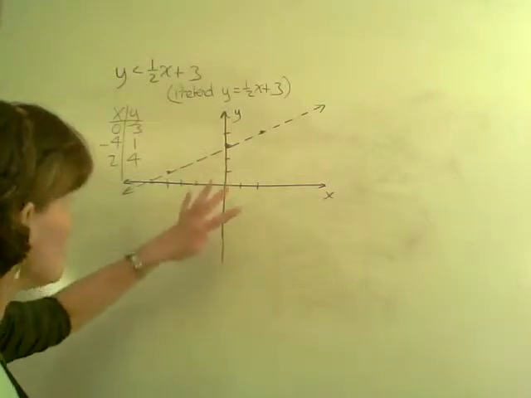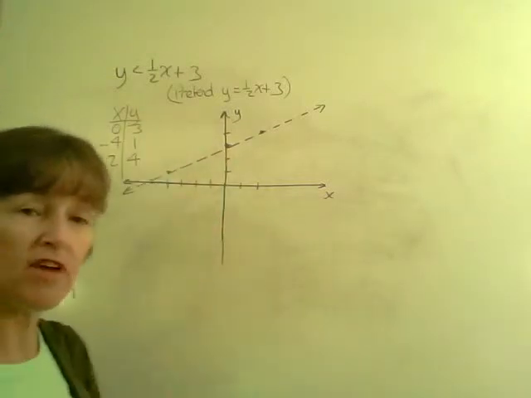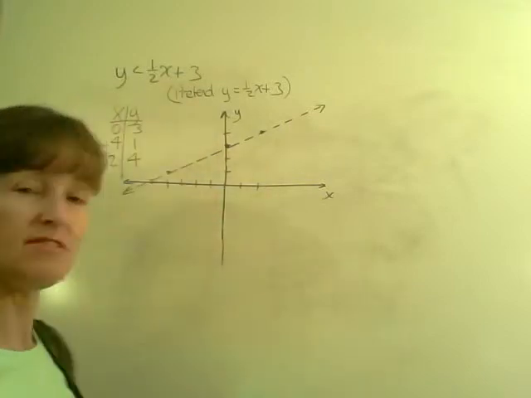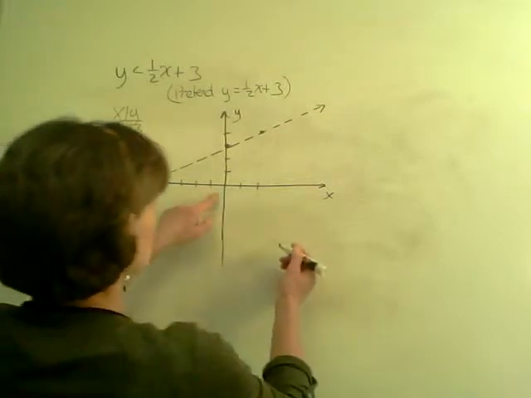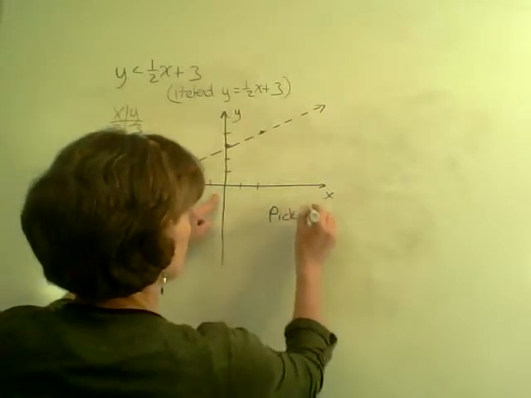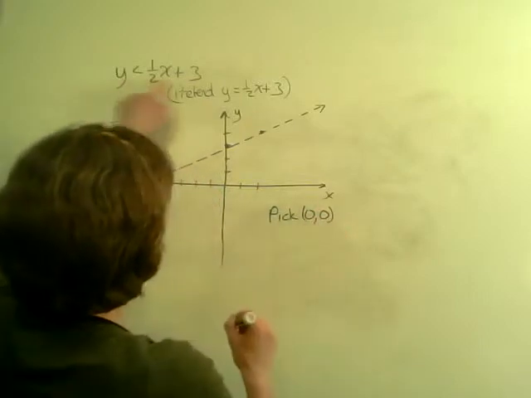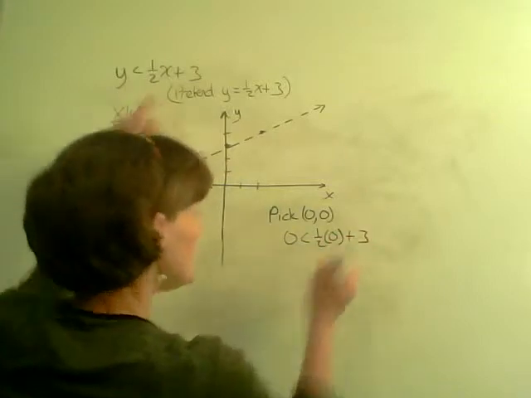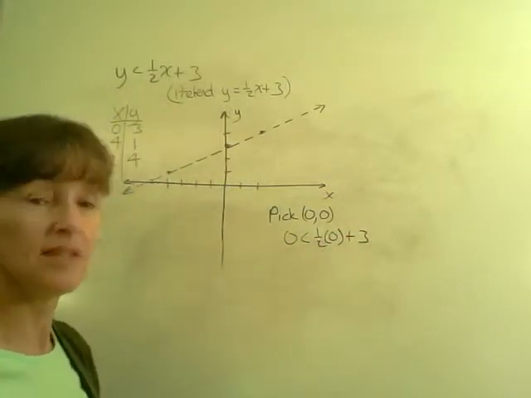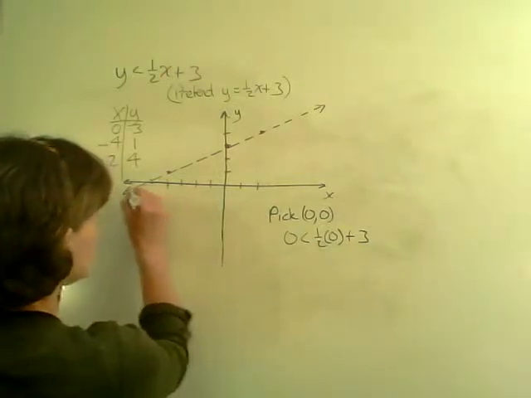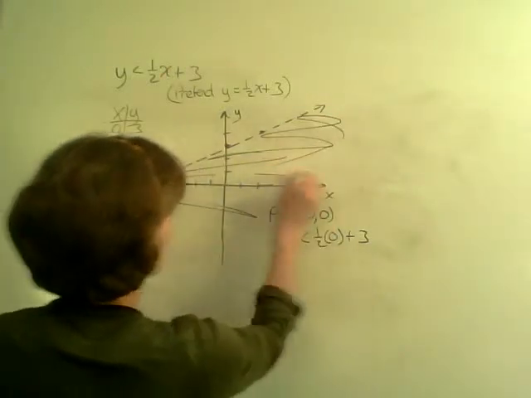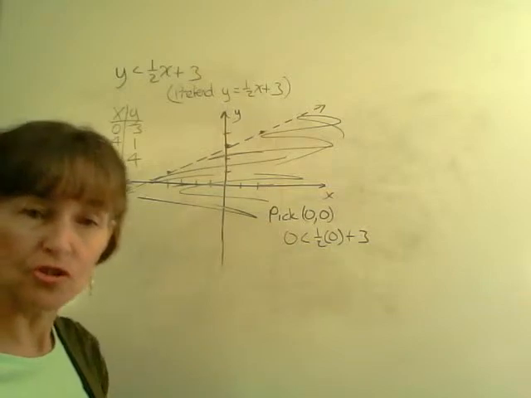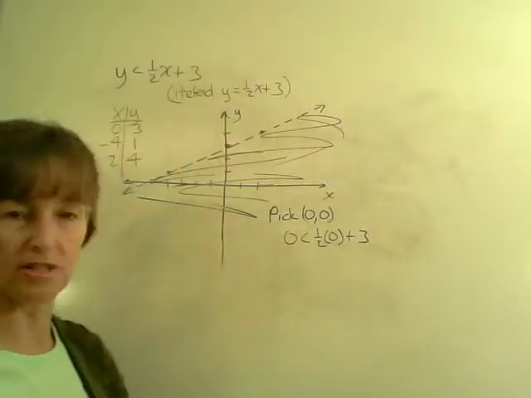Now, inequalities have shading with them. Because there are more points, there are points in this area that will make this true. And the way to find those points is to pick a point that's not on my line, put it into the inequality, and see if it makes the inequality true. I'm going to pick the point 0, 0. And let's see if it makes this true. So 0 is less than 1/2 times 0 plus 3. Is that true? Well, 0 is less than 3. Yes, that's true. This means that I shade all of this area underneath the dashed line. All of these points in the shaded region are solutions to this inequality.